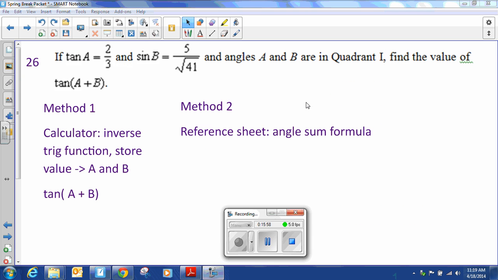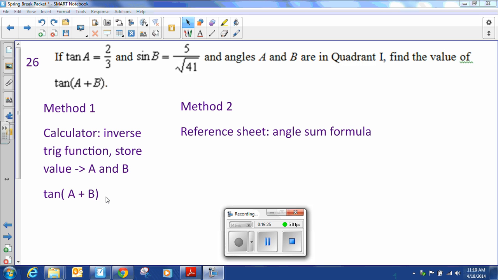Number 26, there's really two methods for this. Method 1, this is the one that uses the calculator, where I taught you how to store values into variables, and then you just type in tangent (a plus b), where a and b have the values stored from the inverse trig functions, and then that'll give you the answer.